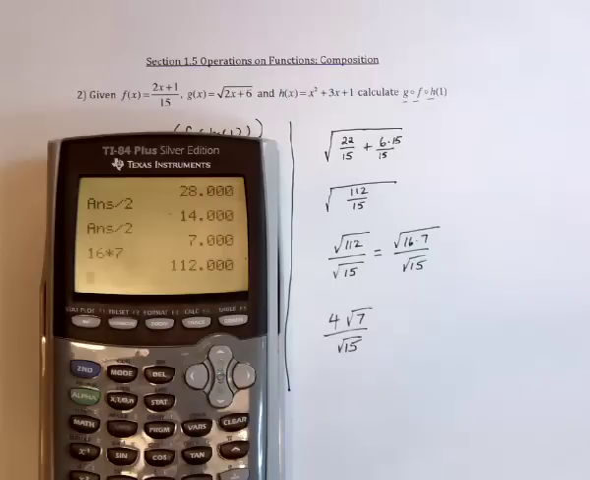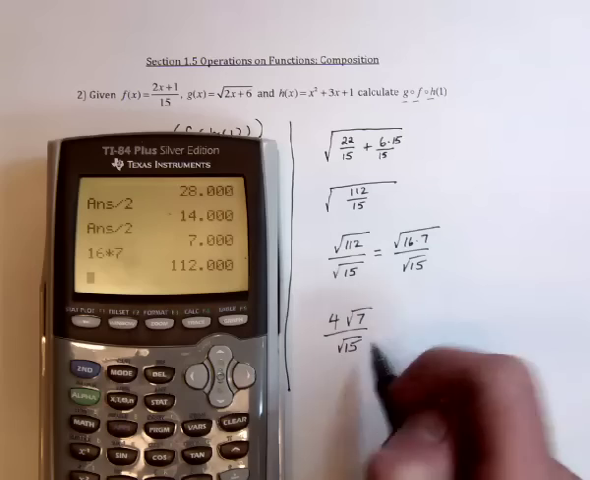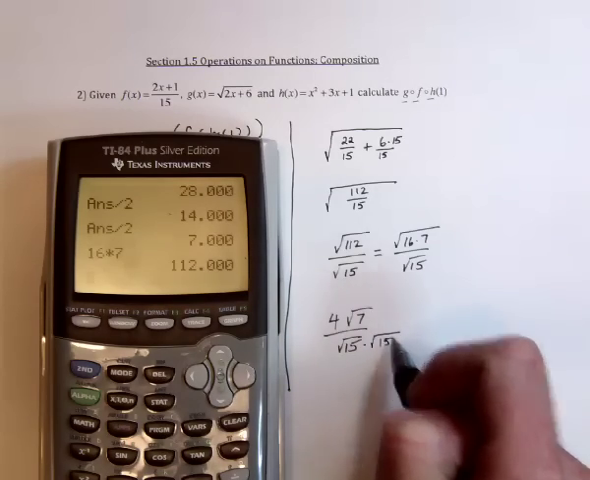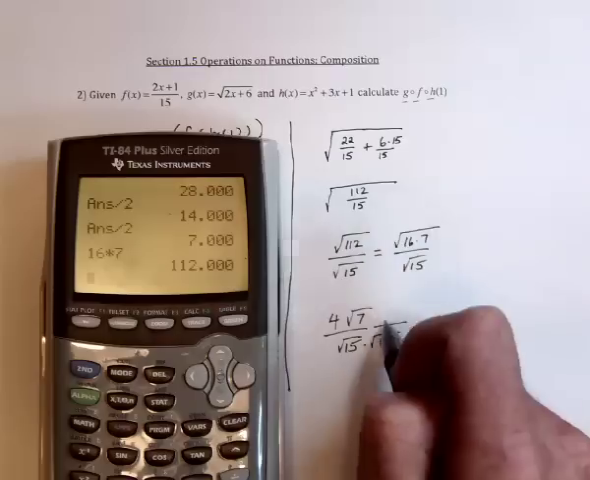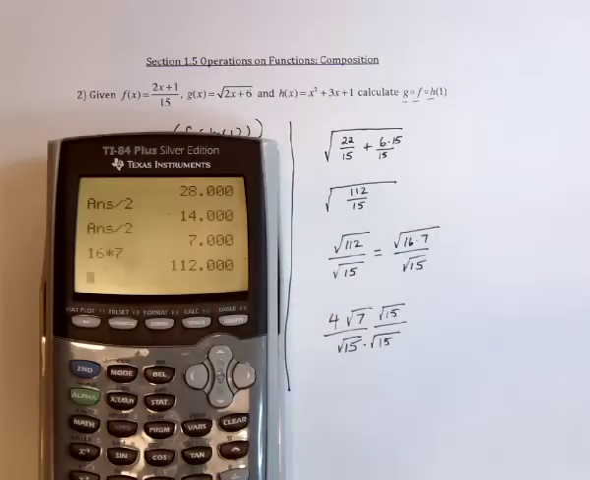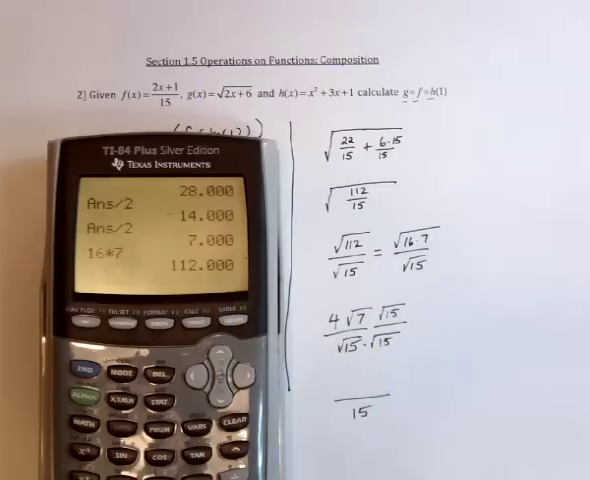And finally, the last thing to do is rationalize the denominator. So to get rid of this radical that's in the denominator, multiply by the exact same thing, square root of 15. But if you do that for the denominator, you need to do it for the numerator. So the denominator is going to be a 15. And now for the numerator, we've got 7 times 15, or 105.